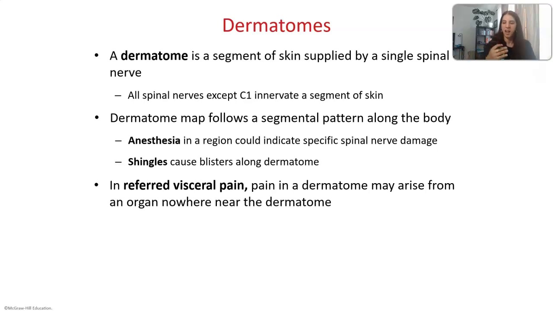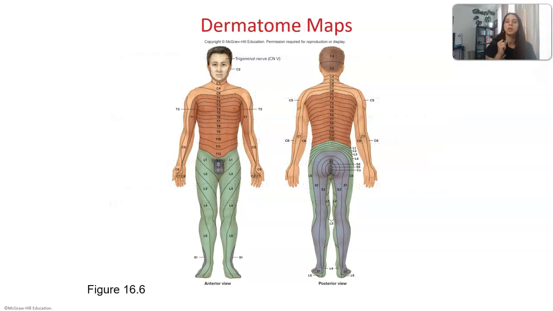We also have referred visceral pain. So if you have a dermatome that is innervated by the same spinal nerve as, let's say, the appendix or the liver or something else, that can tell you something about that organ and that spinal nerve function. So here is an approximate map of where each spinal nerve innervates on the skin.